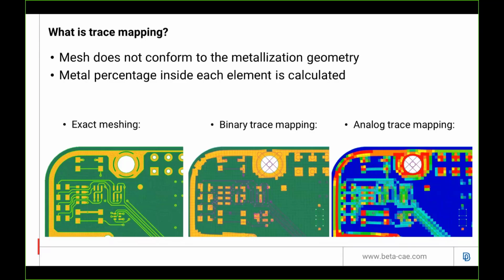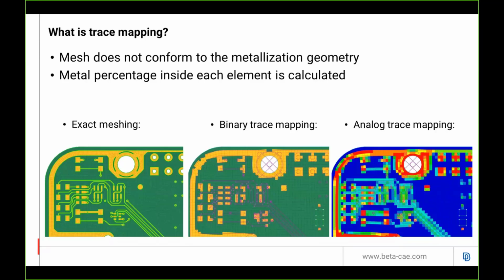So there are two options, both of them are available. First, we have the binary trace mapping. So an element can be either metallic or non-metallic according to whether it contains more than 50% or less than 50% metal. And we have the analog trace mapping, let's call it like that, where we compute the exact amount of metal in each element.